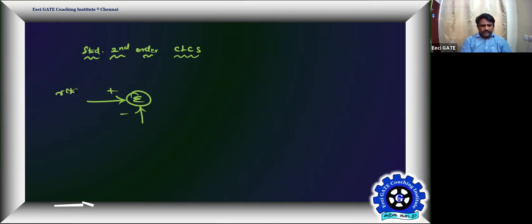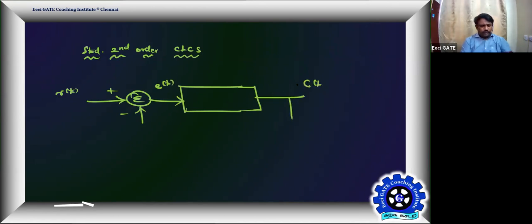Input R of t. That's your G of s. That's your error signal E of t. Unity feedback. It is the output response C of t. Unity feedback, H of s equal to 1.